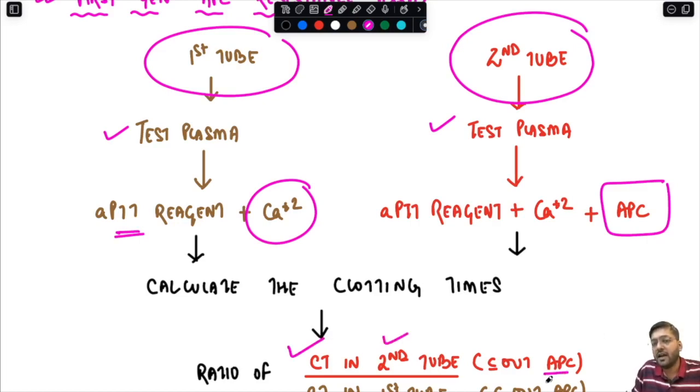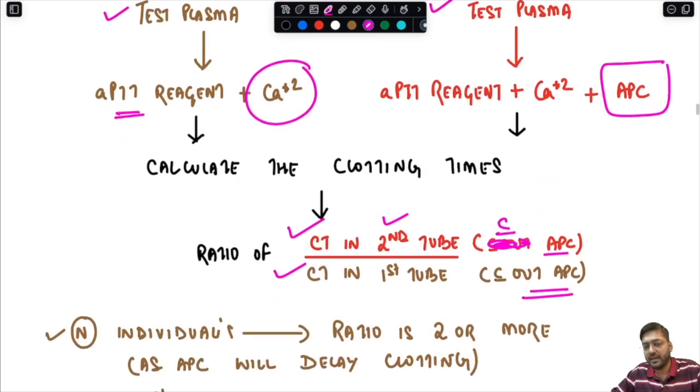that is with the activated protein C, and the clotting time in the first tube, that is without the activated protein C, is compared. So the ratio of the clotting time in the second tube to the clotting time in the first tube is basically compared over here.